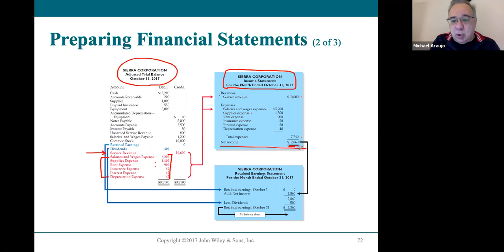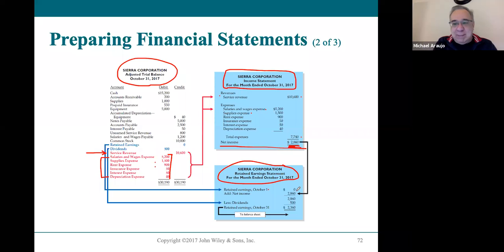All right. So now that we're pretty sure that's the real profit for the month of October, we can go ahead and do our retained earnings statement. Sierra Corporation is a brand new company in our book. It just started in October. So it has no beginning balance on October 1st for retained earnings. But we just had a huge profit in our first month, $2,860. So we're adding our profit in.